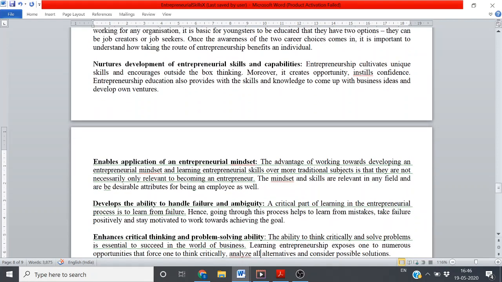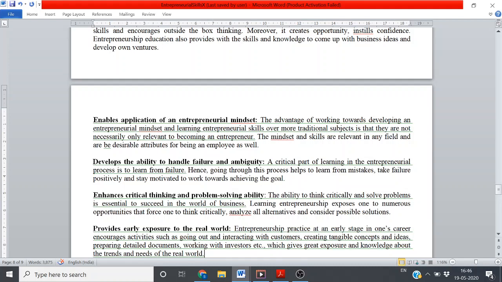Next one is developing the ability to handle failure and ambiguity. See, in our culture, if we fail in one thing, we don't struggle or make efforts to do it again. But in entrepreneurial skills, this part is the main thing: if sometimes we fail, we have to rethink, we have to struggle, we have to take steps toward achieving the goal.